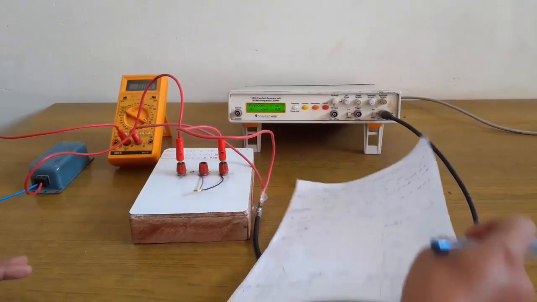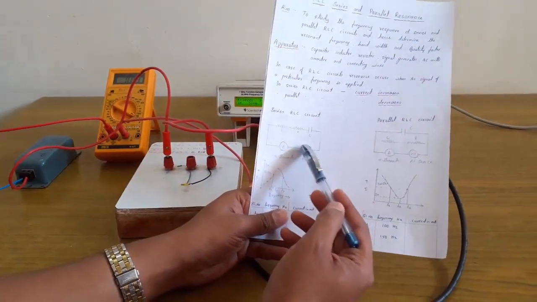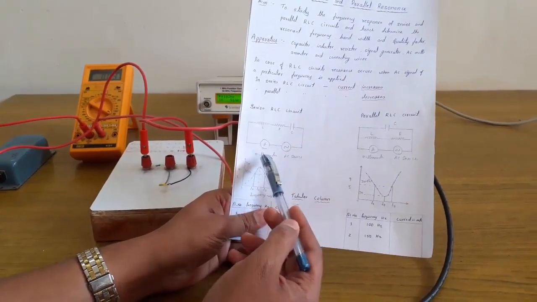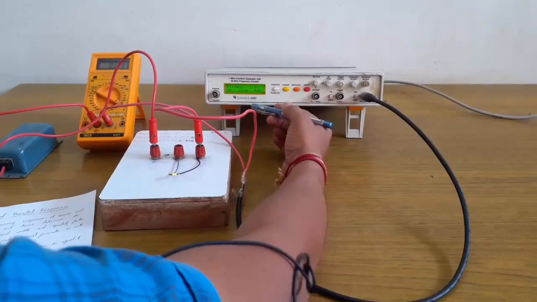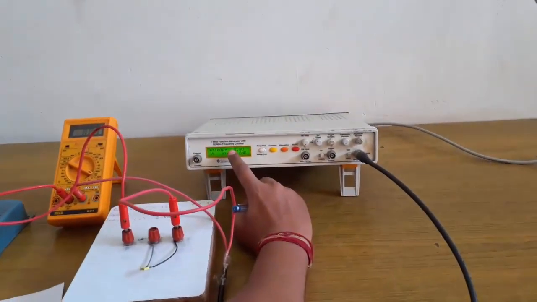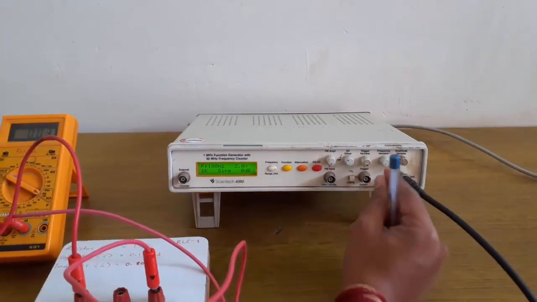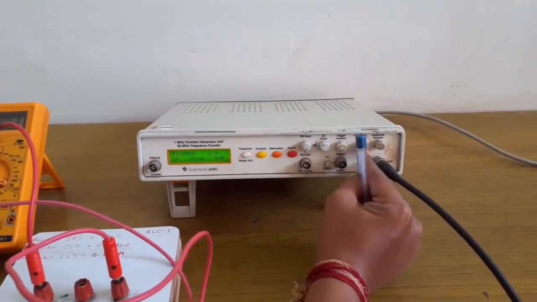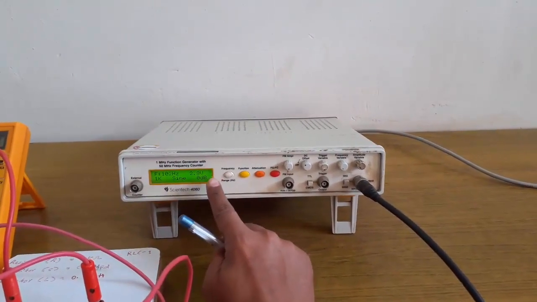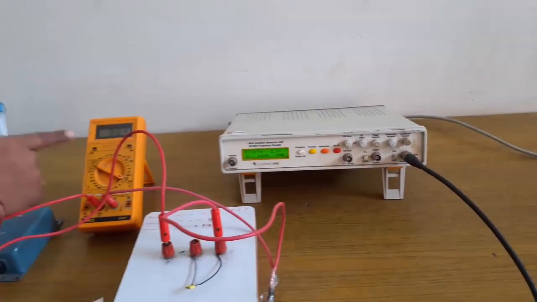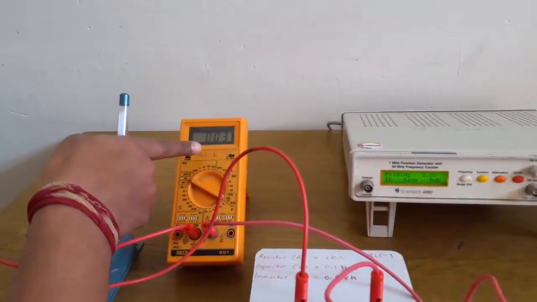Now, by varying the different frequencies, we are measuring the corresponding current through the milliammeter. At present I have set the frequency of the AC source to 100 Hz. By varying the frequency knob, we should vary in steps of 50 Hz, and we measure the corresponding current. It's showing 0.03 milliampere.